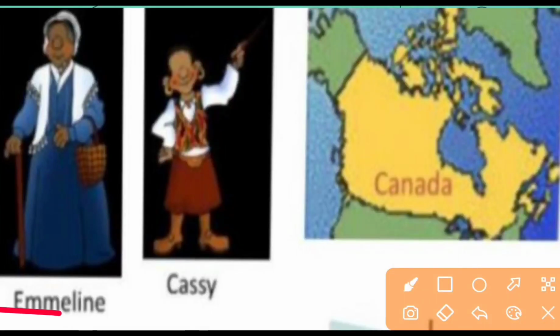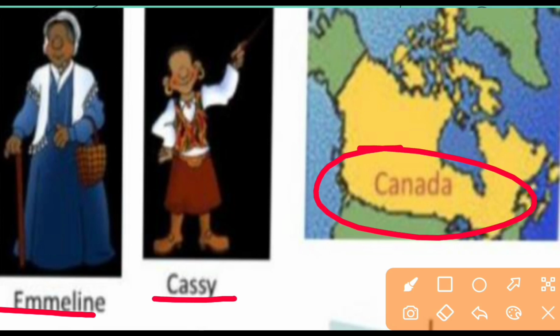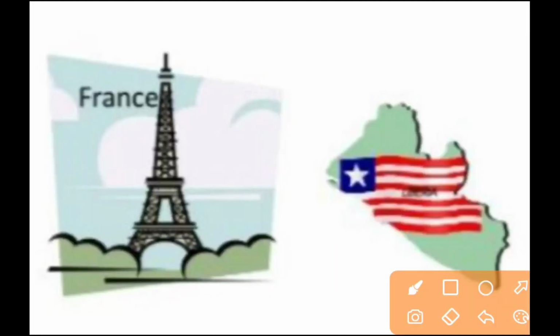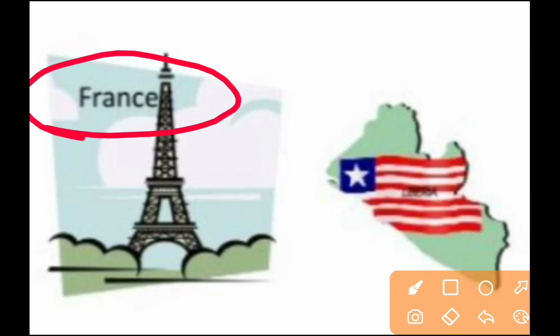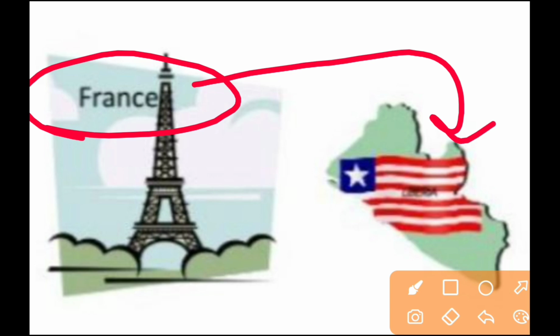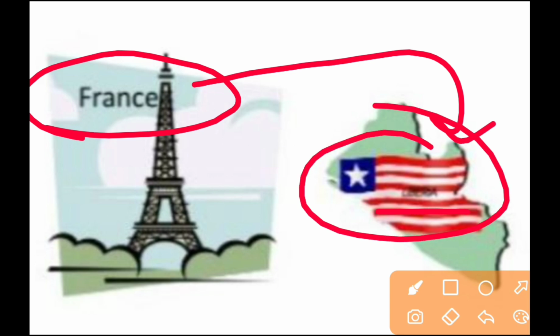These two characters, Emmeline and Cassie, travel to a place, Canada, where Cassie realizes that Eliza is her long lost daughter. The newly reunited family travels to France and decides to move to Liberia, the African nation created for former American slaves.